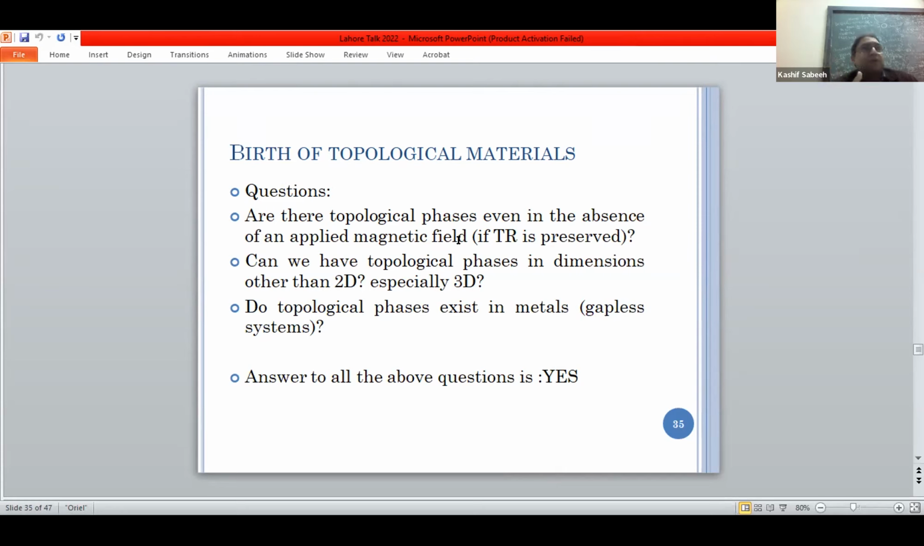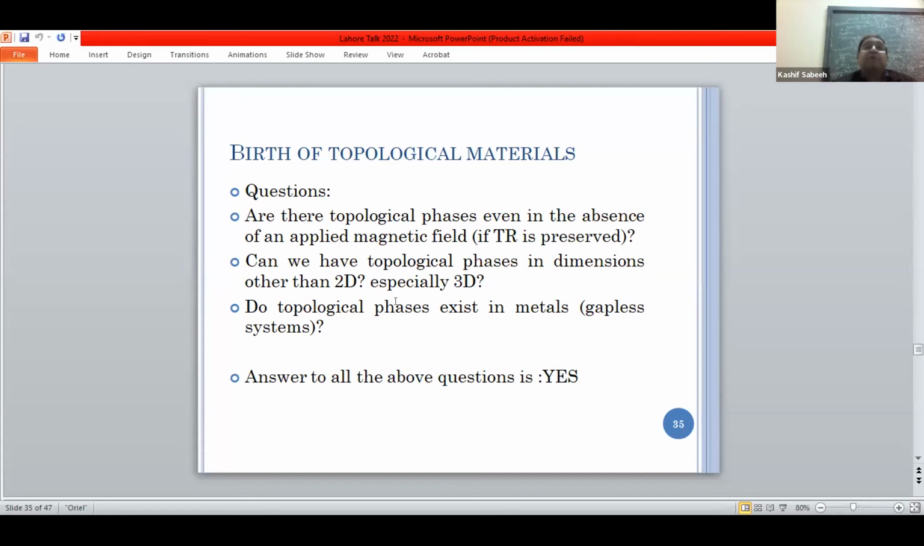All these Landau levels and this classical and quantum description I gave you earlier assumed that there was a magnetic field applied perpendicular to the sample. Without that, you won't have an integer quantum Hall effect. So the question was, can you have a topological phase like a quantum Hall insulator where there's no magnetic field? That is actually related to a symmetry, time reversal symmetry. So the question can be made more general: whether you can have a topological phase that preserves time reversal. That is one question.